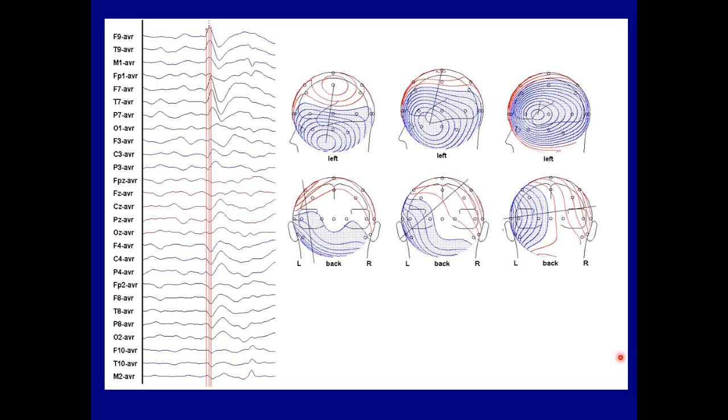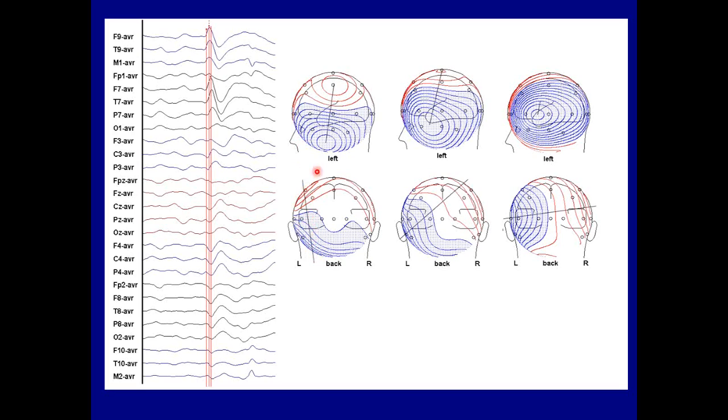Let me go back. Here you can see a simple left temporal spike. And notice that over a period of time here between these cursors, the voltage field changes significantly. Here the negative maxima is basally, positive maxima is superior.